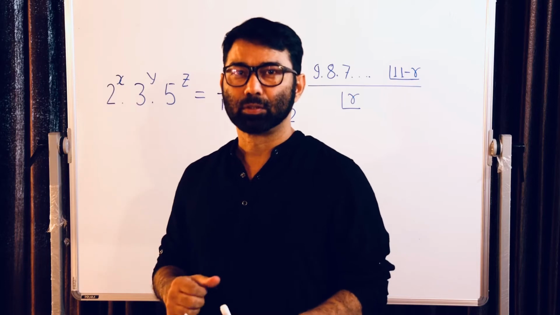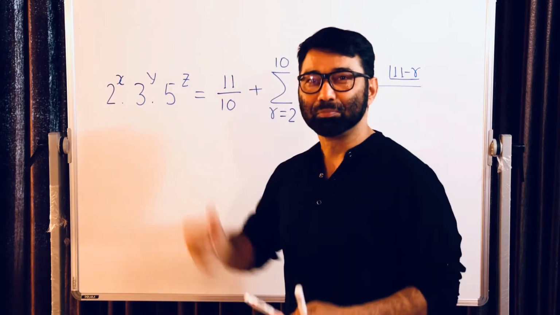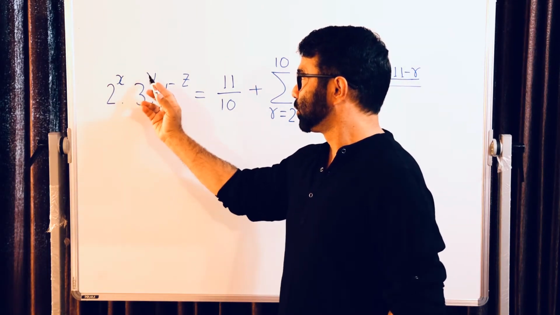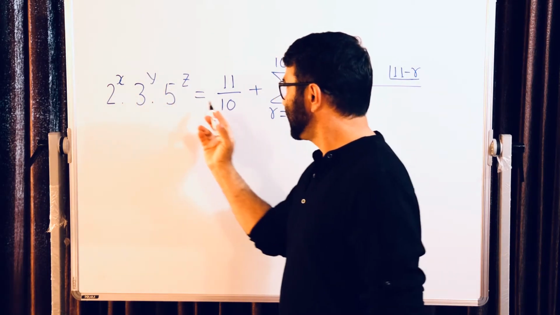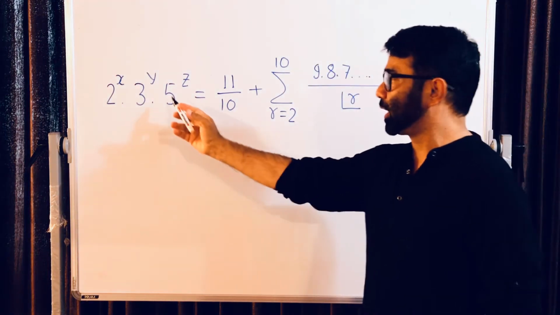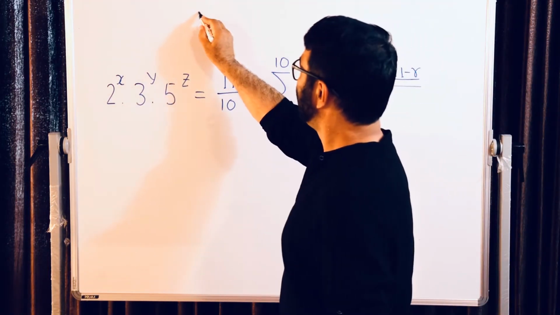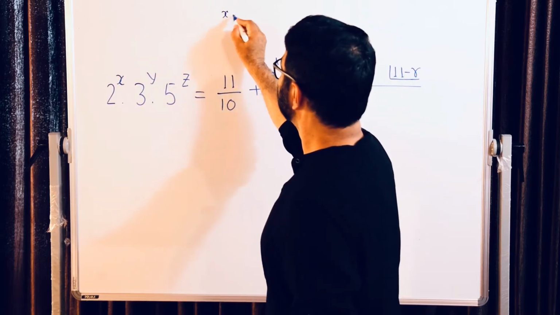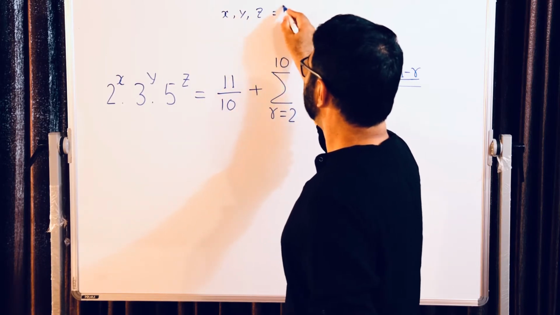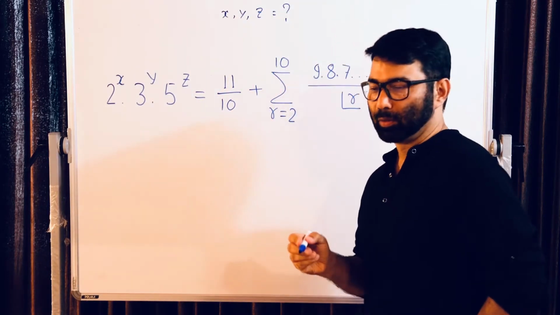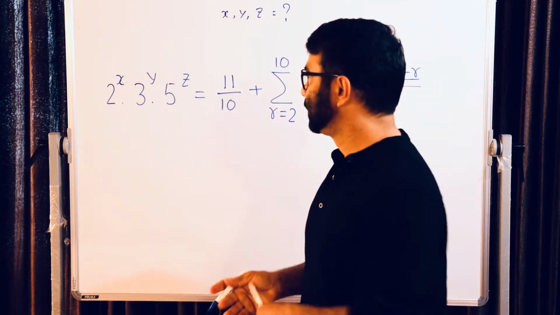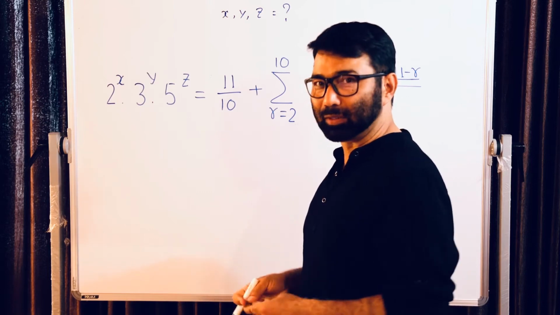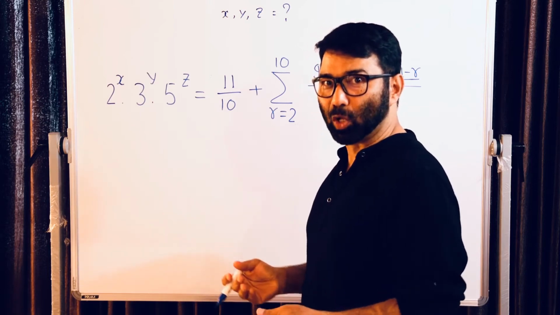Hello guys, today I am going to solve this problem: 2 to the power x into 3 to the power y into 5 to the power z is equal to this much, and we have to find x, y, z. Last week I gave you this problem, and now today I am solving this.